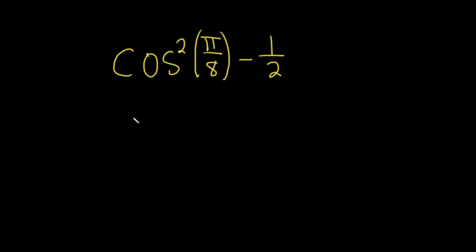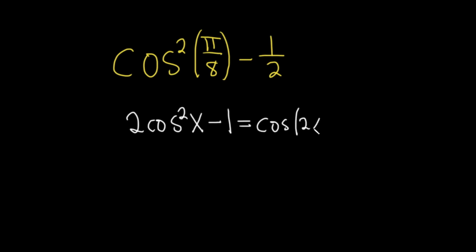It says if you have 2 cosine squared x minus 1, that's the same thing as cosine 2x. So this is the same thing. This is an identity from trigonometry. So here you see that you don't have a 2 and you have a 1/2. So what you can do is you can use this identity to come up with this. So let's go ahead and divide everything by 2 here.